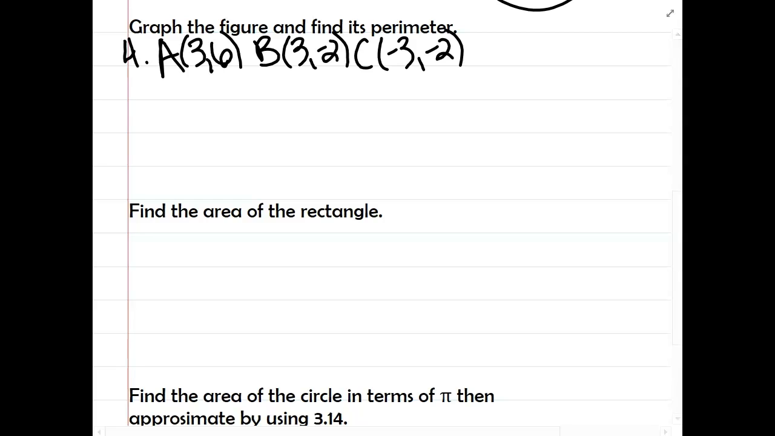Now, before I graph it, let's see if you guys can figure this out. I have 3 points. When I graph these 3 points, what kind of figure is it going to be? A triangle, thank you very much. Yes, a triangle. Good guess, though. Okay.